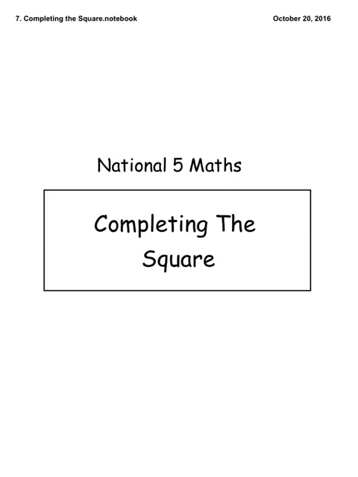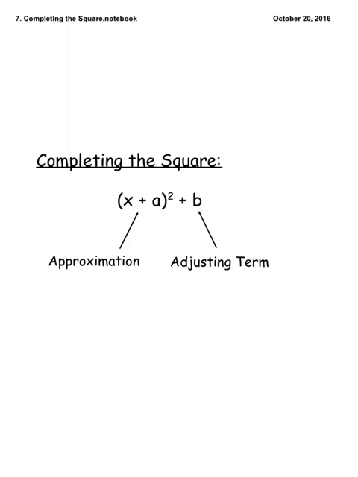Today we're going to look at completing the square. Completing the square involves writing an expression in the form of (x + a)² + b. The (x + a)² part of it is an approximation of a trinomial, and the + b is an adjusting term.